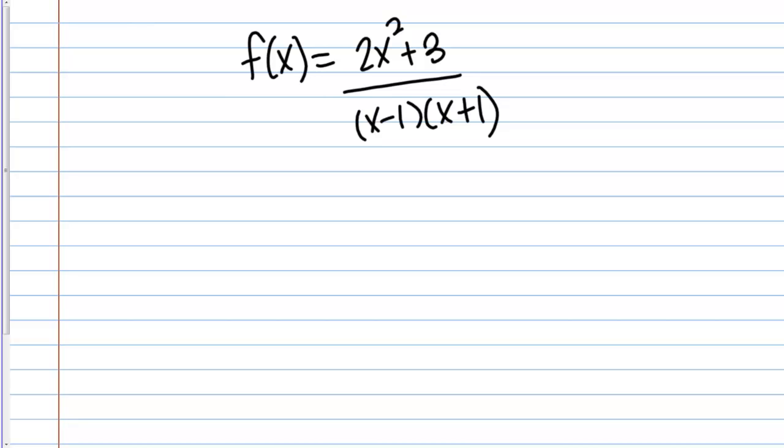Throughout this entire lesson, we're going to be working on graphing a function by hand. And we're going to be working on the same function the whole time. So this is the function we're going to graph. F of x equals 2x squared plus 3 divided by the quantity x minus 1 over x plus 1.